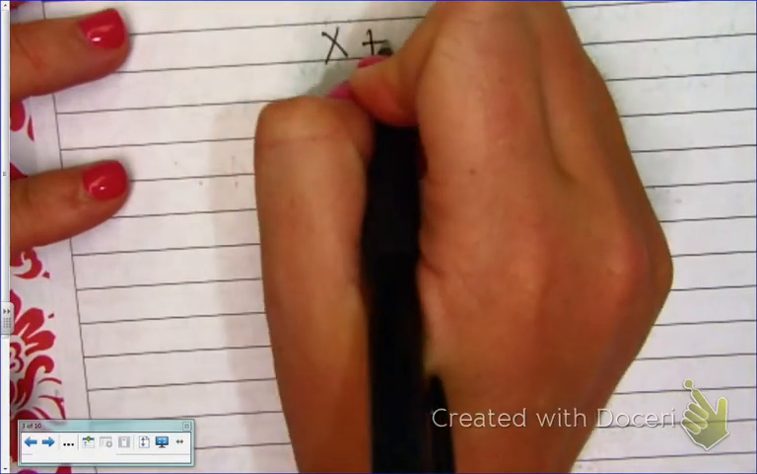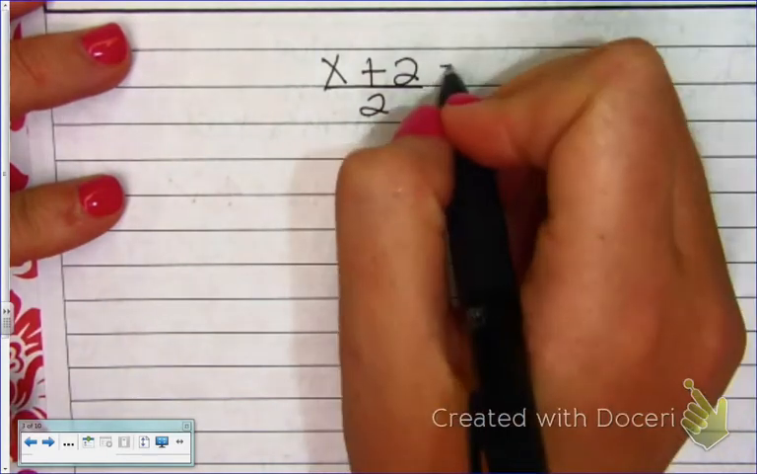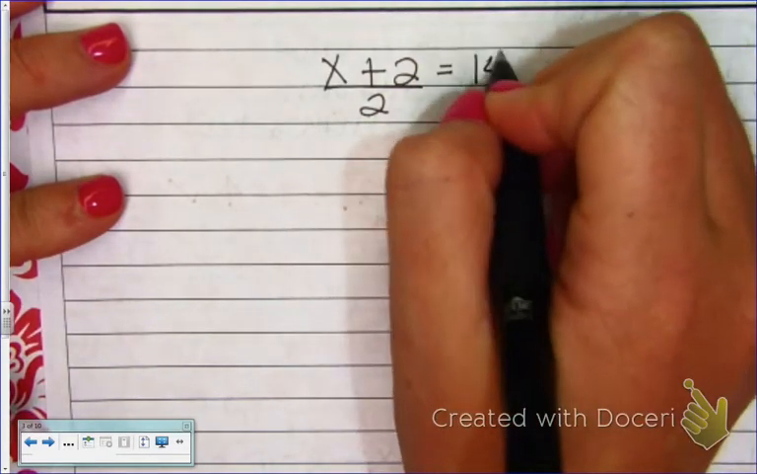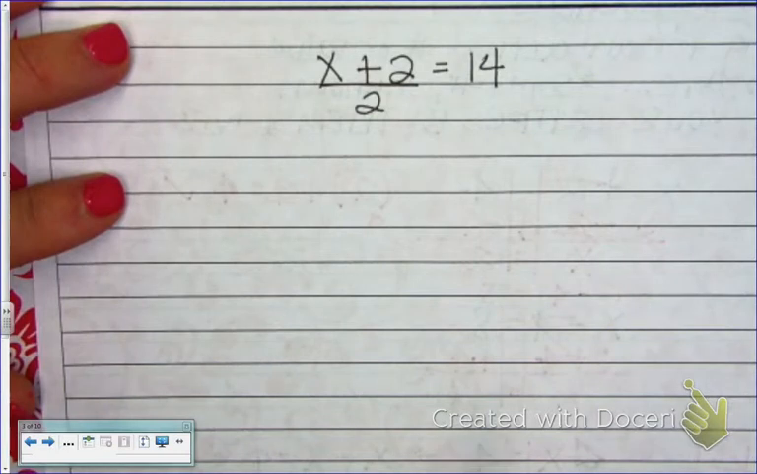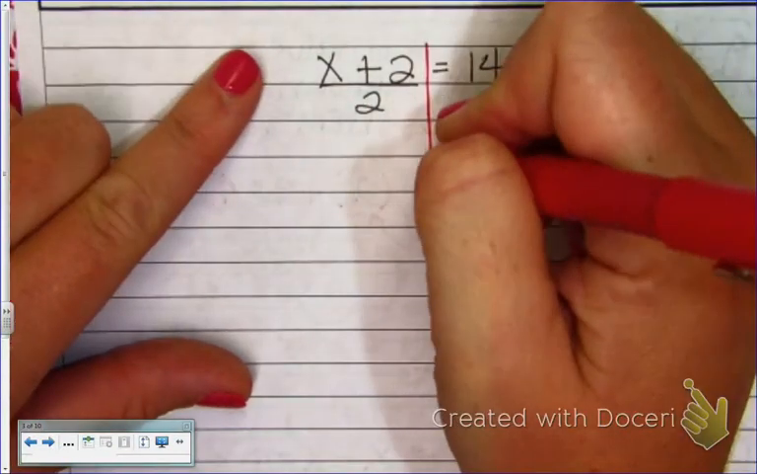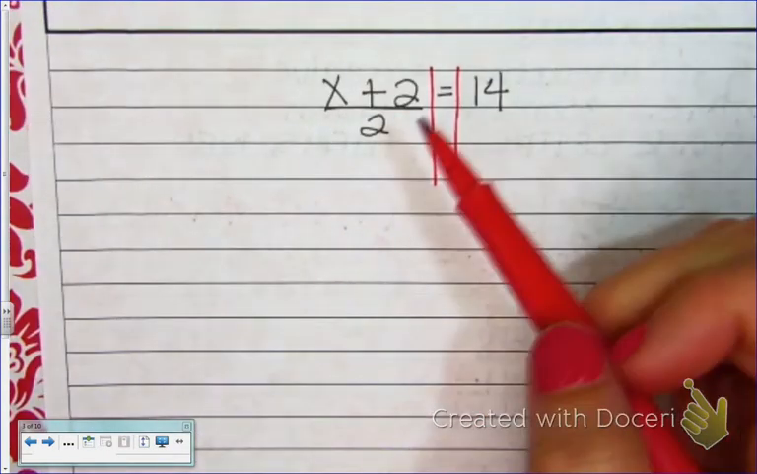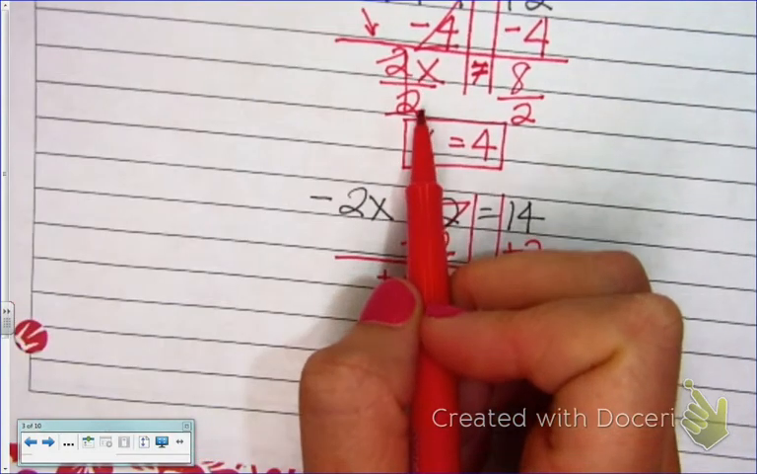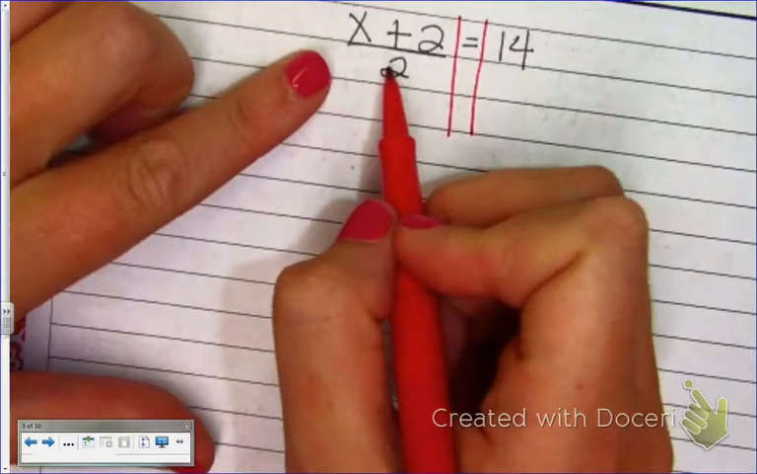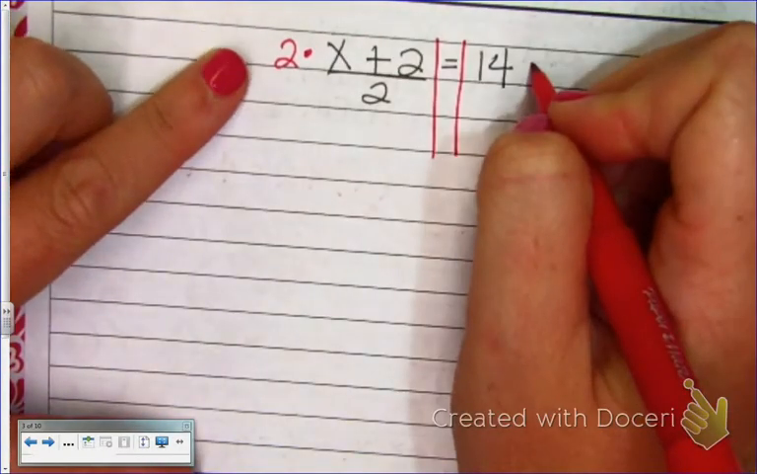x plus 2 divided by 2 equals 14. This is a little bit different because you haven't seen examples with our ratios. Okay, but it's still going to be the same. Earlier, when we had our multiplication, we always divided. Well, this time I have division, so I'm going to do the opposite of division, which is multiplication. So I'm going to multiply both sides by 2.